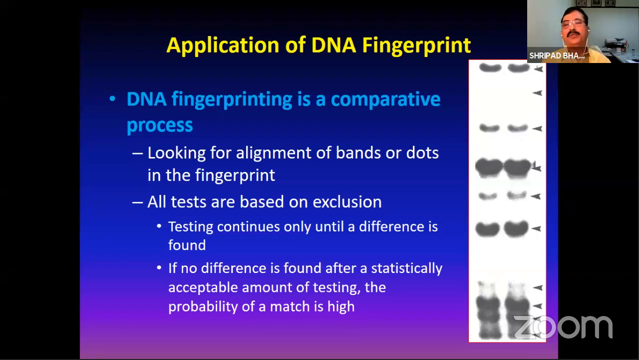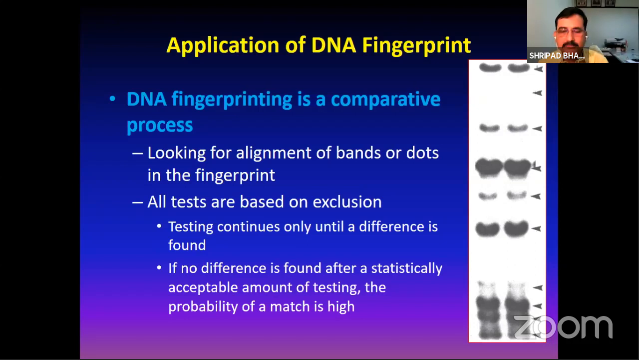So the basic principle you use here is the principle of exclusion, that you will say this person should not be involved in this crime. But if two bands completely match, still you cannot say that this person has committed the crime. You can say there is a matching of the DNA of this suspect and this victim. Now it is the duty of the police to prove that the person has committed the crime. That is not the business of your expert or scientist.